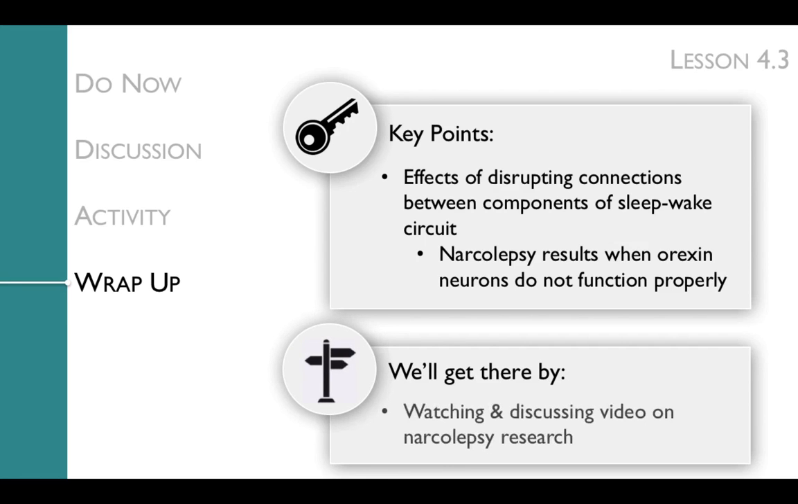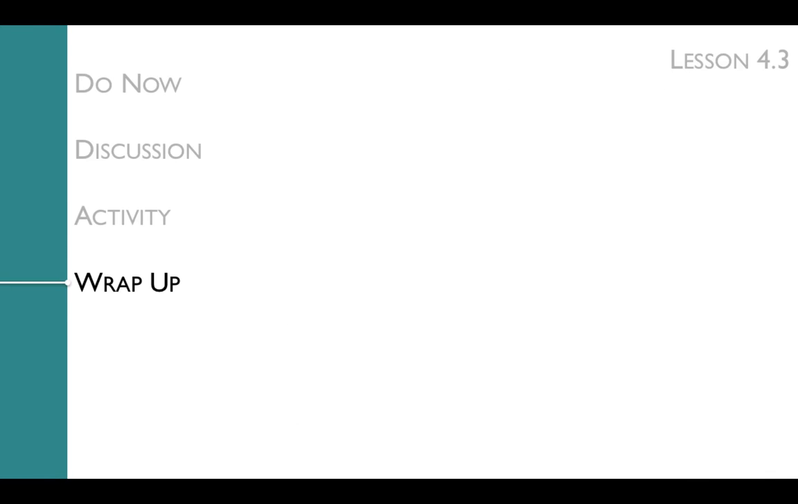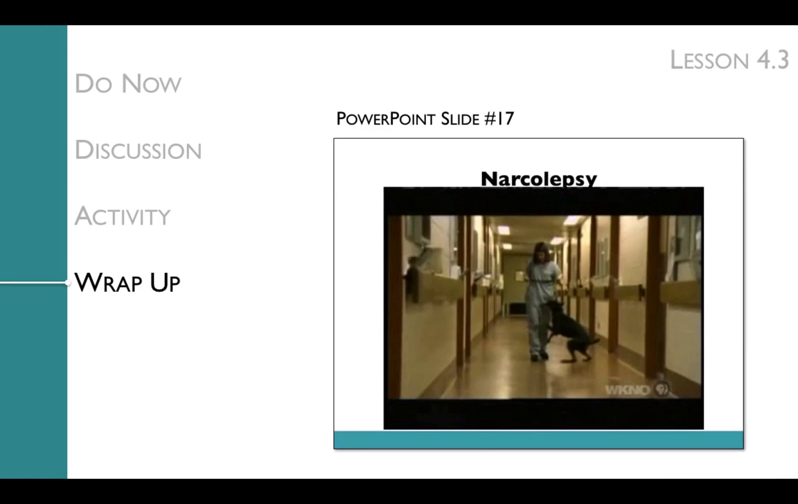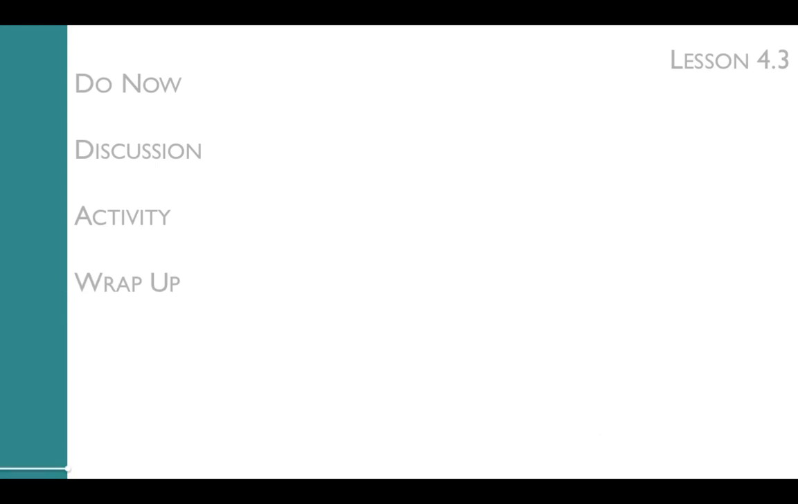We'll get to these key points by watching and discussing a video on narcolepsy research. In the wrap-up, the class will watch a video that describes how researchers have used dogs with narcolepsy to discover a gene that underlies the disorder. The gene identified was a mutation in the receptor for orexin, which means that dogs cannot detect orexin.